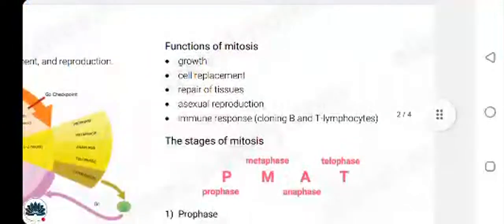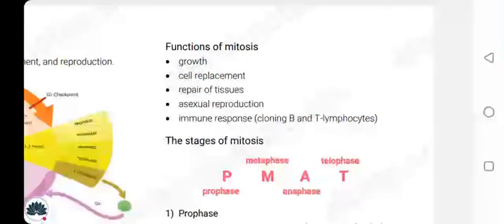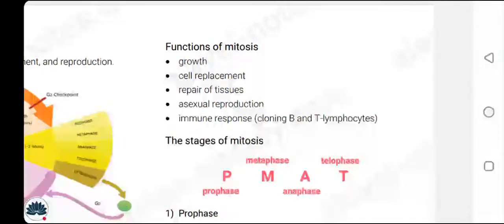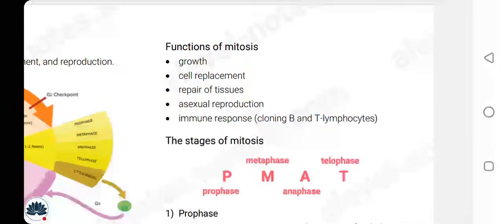The function of mitosis is very important, as mitosis has the function of growth, as it grows the cell, and cell replacement. Replacement means that when a cell dies, it grows new cells and replaces it. Repair of tissues, asexual reproduction and immune response. In asexual reproduction, you can take the example of amoeba, how the amoeba reproduces. And the immune response means cloning B and T lymphocytes.